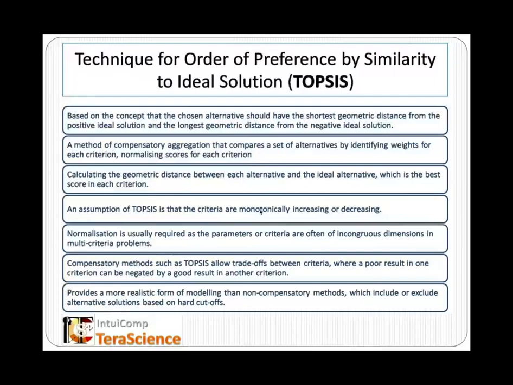So is a criterion monotonically increasing or decreasing? Normalization is usually required, as the parameters of criteria are often of incongruous dimensions in a multi-criteria problem. So the normalization was done in AHP, and this will be done in TOPSIS as well. TOPSIS provides a more realistic form of modeling than non-compensatory methods, which include or exclude alternative solutions based on hard cutoffs. Okay, so now let us look at an example for TOPSIS.